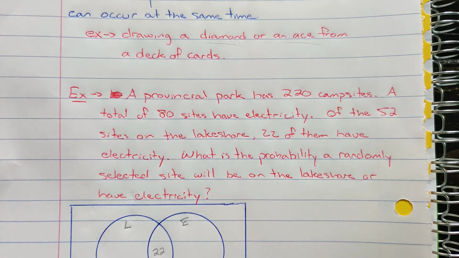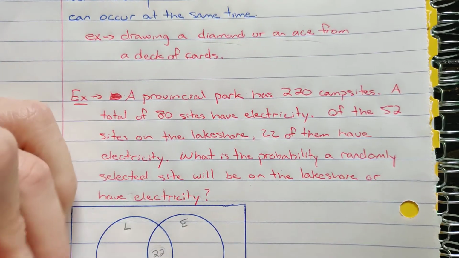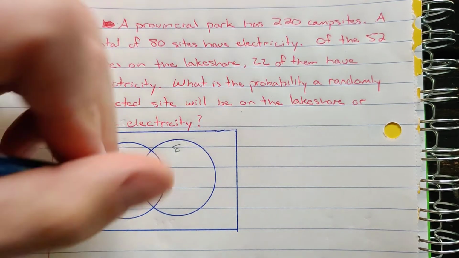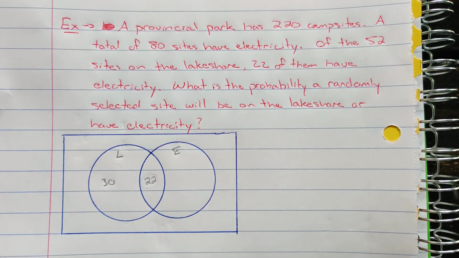52 sites are on the lakeshore. So there's 22 already in that circle. So what remains is 52 minus 22. So there's 30 remaining sites that are just on the lakeshore that don't have electricity.